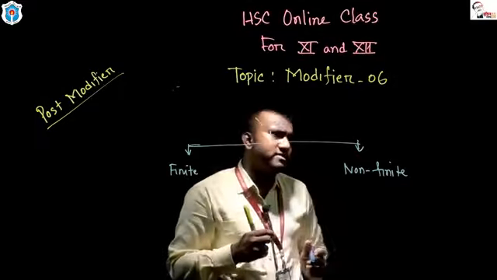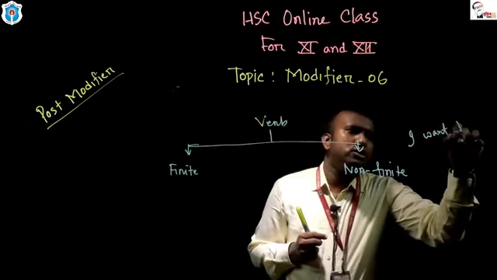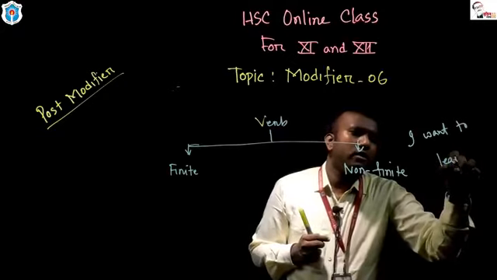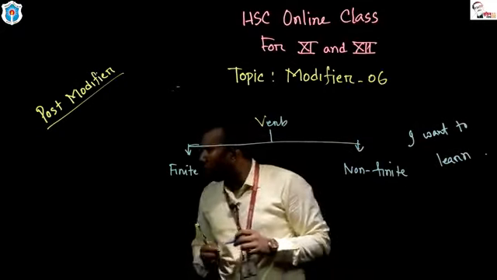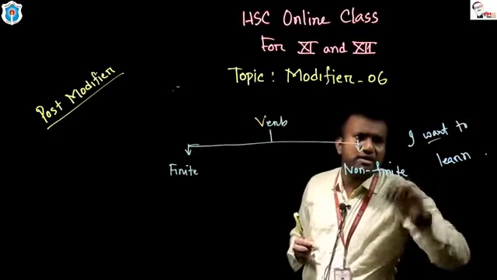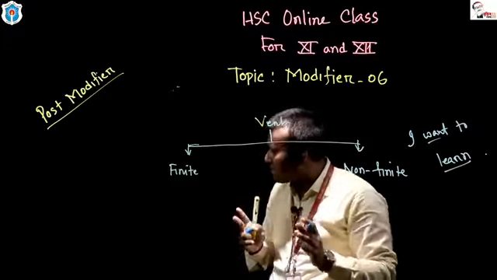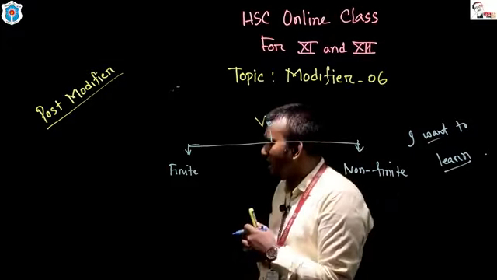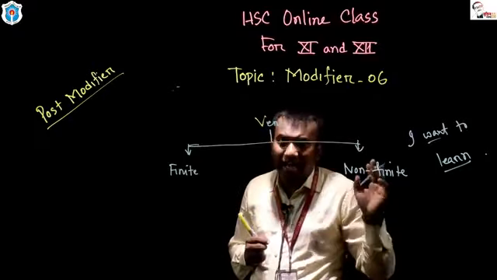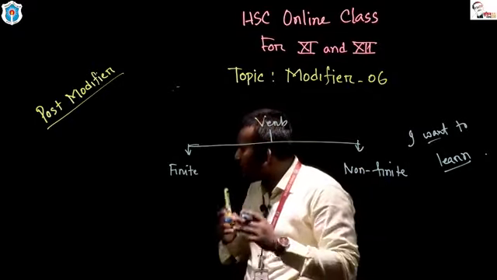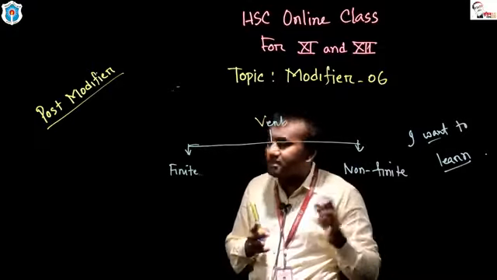Look at the board please. I want to learn. I want to learn. In this sentence, how many verbs have you got? You have got 2 verbs, want and learn. I have given you a sentence, and in this sentence we have got 2 verbs. Okay, can you please tell me which tense is used in this sentence?